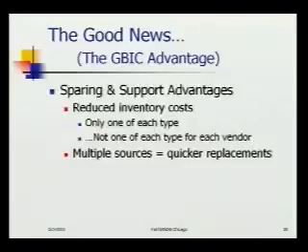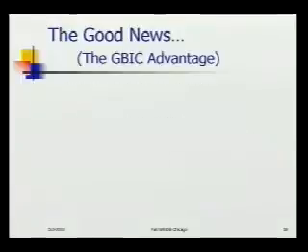There are also a number of sparing and support advantages. Basically, in reducing inventory costs, you don't need to keep a GBIC for every equipment vendor you have out there, and multiple sources mean quicker replacements. And I don't know about you, but some of the NOC support people we have out there are not the brightest in the world, and it really makes it a lot easier that they can just pick one GBIC out of their bag and use it and not have to worry about it.